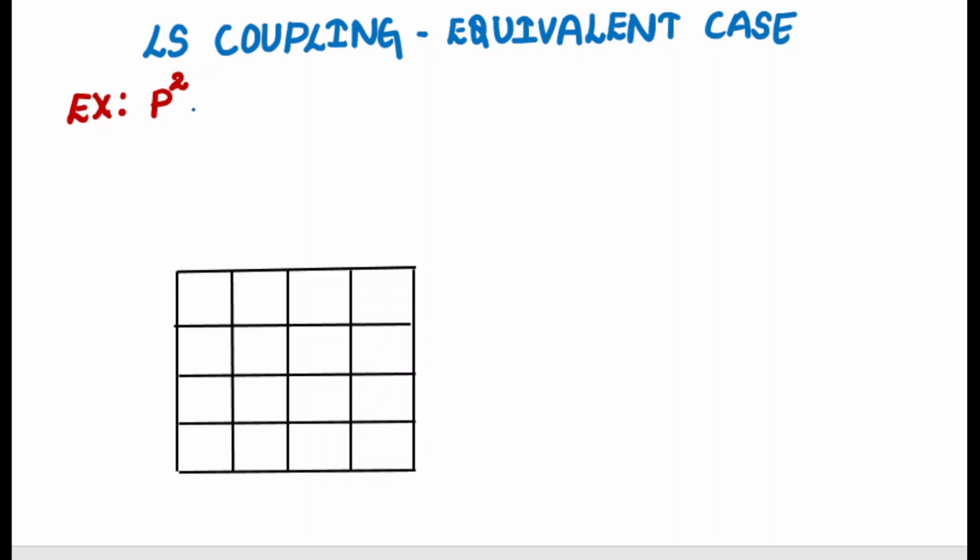In the question they have asked p square. P square is nothing but p into p. Now we should know what the orbital angular momentum and the spin angular momentum are. First, the orbital angular momentum. We have two electrons, p and p. I'm calling this p as 1 and this p as 2. Now what is the L1 value? L1 is equal to 1, and L2 is equal to 2, right?